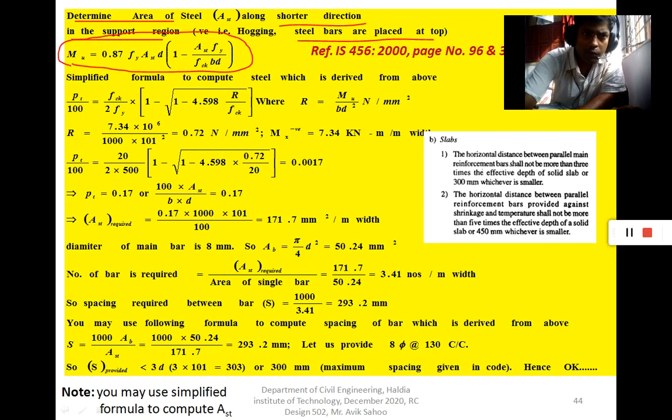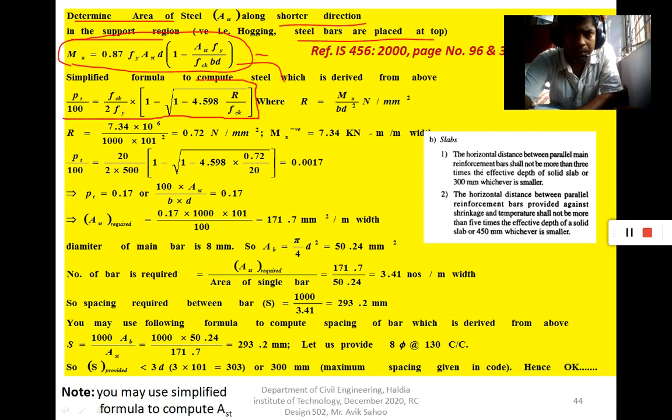in the code. Now from this equation we again use the simplified formula, which is derived from the above equation, to determine the reinforcement. So always use this simplified formula. Remember this formula to find the area of steel, where R is equal to Mu by bd square, and the unit is Newton per millimeter square.